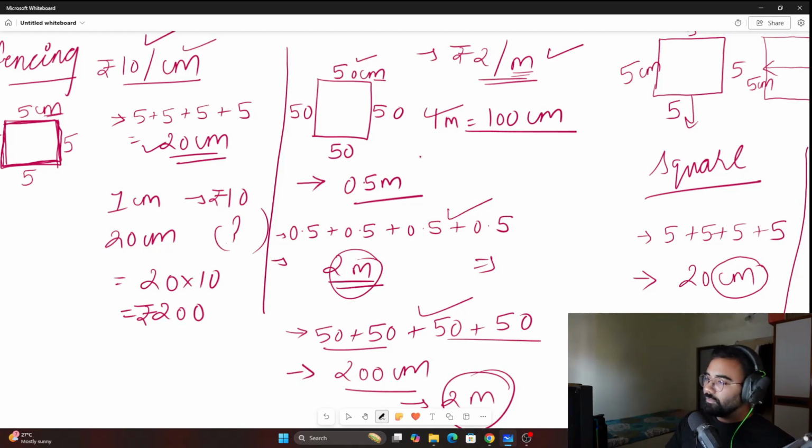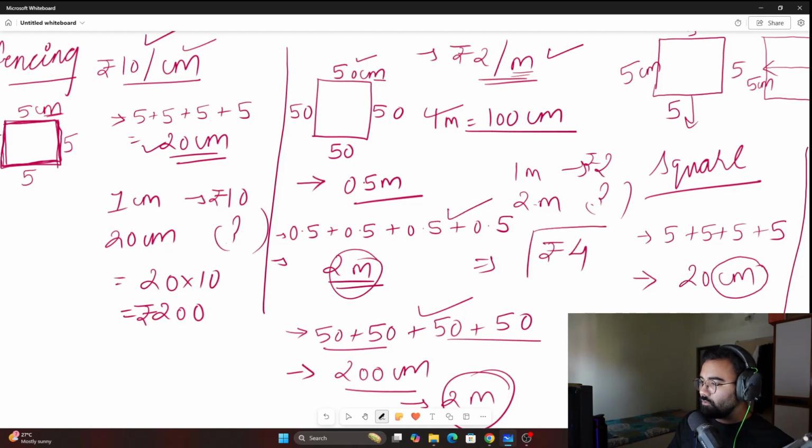All right, so now for every meter he will have to pay 2 rupees. So for 1 meter he'll pay 2 rupees. Now for 2 meters he will pay how much? That is 4 rupees. This is direct proportion. Now the same goes for all the shapes, for rectangles and for triangles as well.